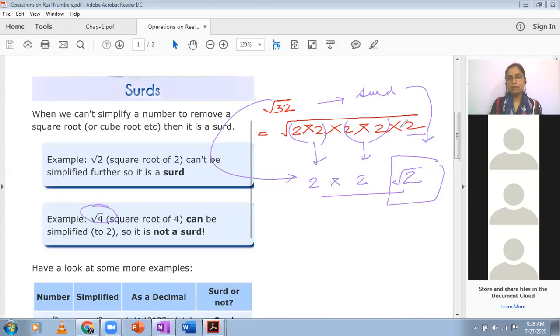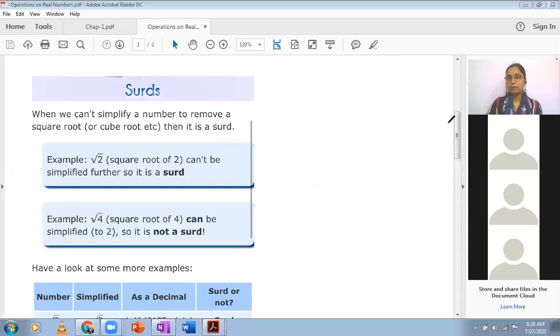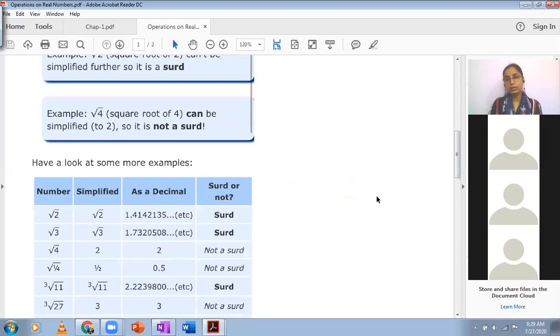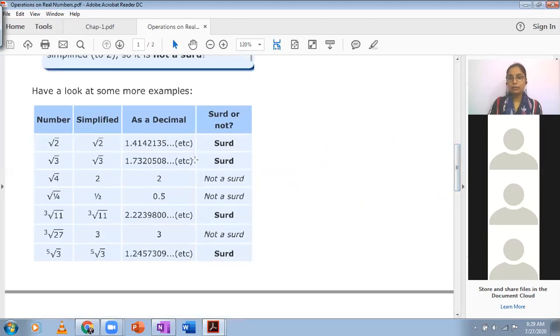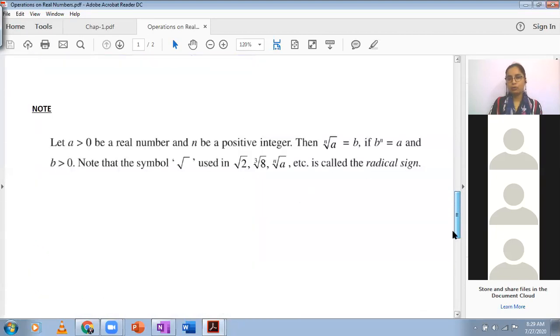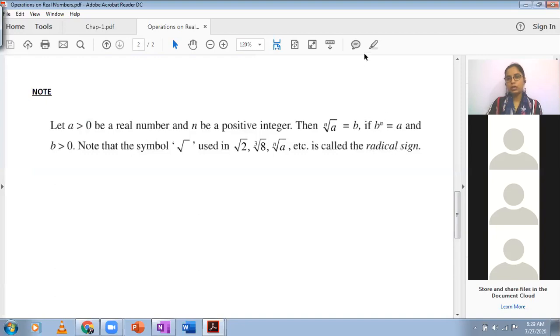They have taken a few examples. If you have numbers inside different kinds of roots and we want to simplify them, if you get an exact answer, not an approximation or a decimal number, then it's a surd. And otherwise, if it stays unsimplified, it will not be a surd. And after this, in your book, they have used this word here, radical sign.